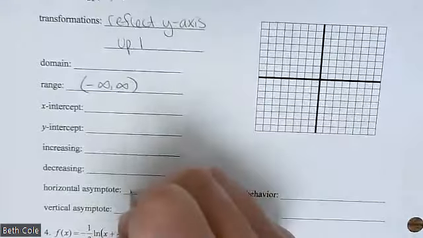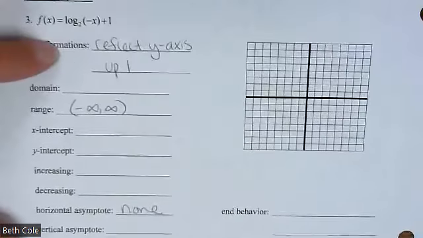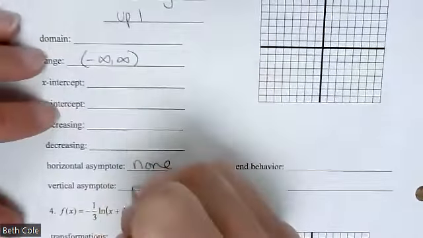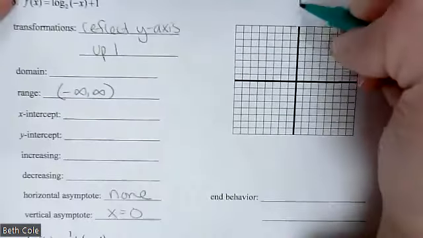And it will have a vertical asymptote, not a horizontal asymptote. So it'll look like this. Vertical, unless it shifts left or right, it'll be in the center. And I don't think this one went left or right, did it? No, okay, so it'll be x equals 0, and it'll go right down the center.